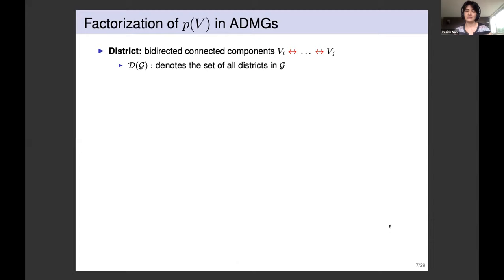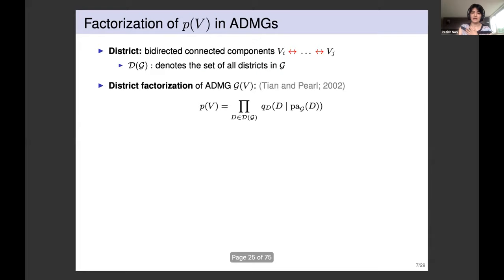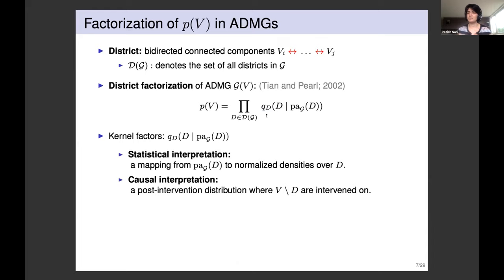So let's look at the factorization of the joint distribution in ADMGs. It turns out that these bidirected connected components on the graph are very important pieces in trying to factorize the joint distribution. They're called districts, and we denote the set of all districts in the graph as calligraphic D. They partition the set of vertices on the graph into distinct sets. Tian and Pearl in 2002 showed that we can write down the joint distribution in an ADMG as a product over these conditional factors of each district given the parents of the district. This resembles the DAG factorization quite a lot, but here we are using this Q notation to emphasize that these are not ordinary conditional densities. They're called kernel factors, or kernels for short, which have some nice statistical and causal interpretations.